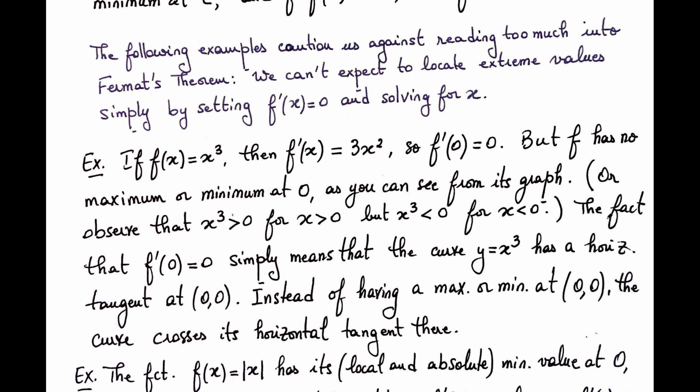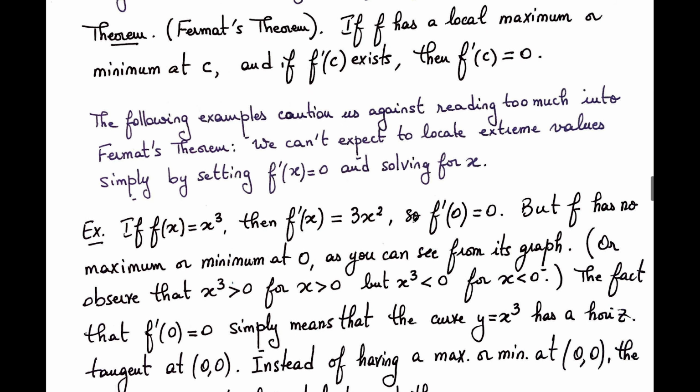All this means is that the curve y equals x cubed has a horizontal tangent at the origin. But instead of having a peak there, or a valley, the function is going to just cross that horizontal tangent.